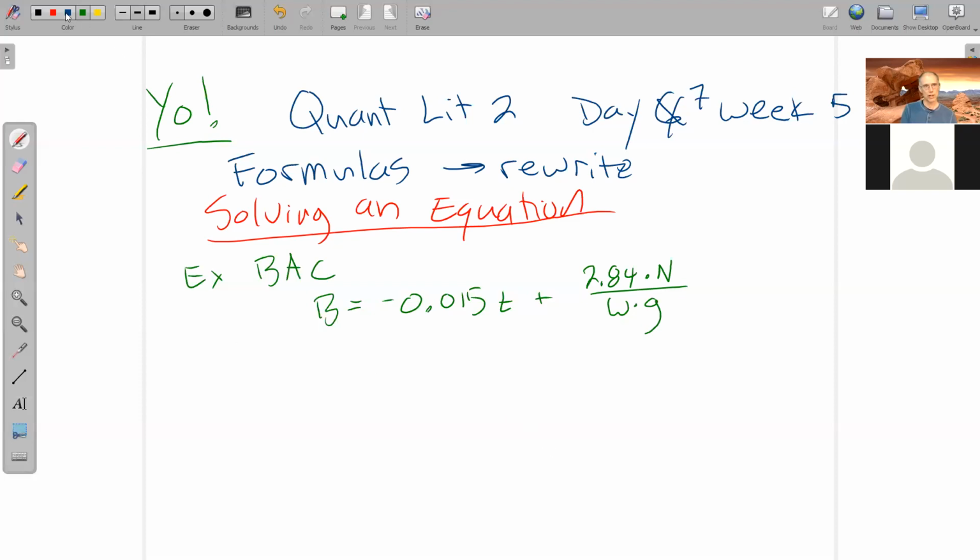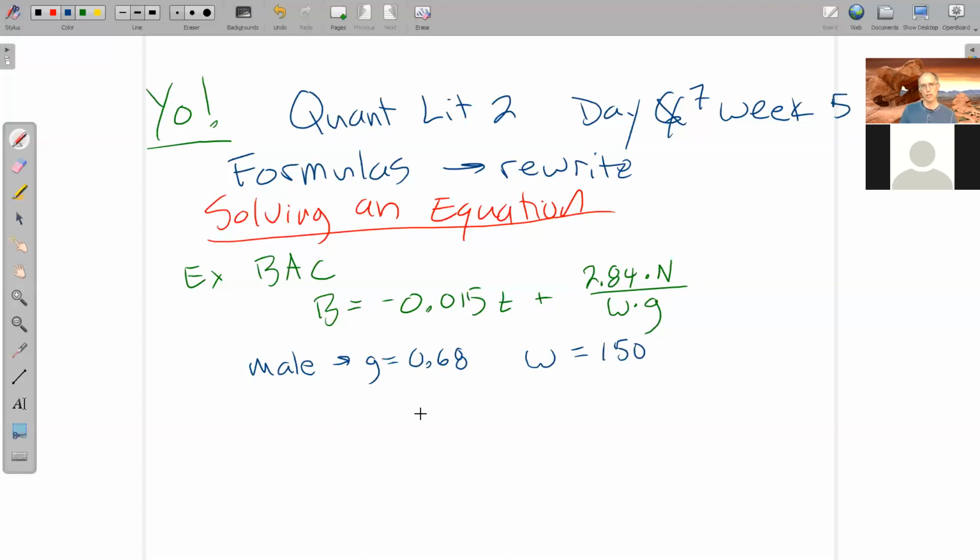So let's take the scenario where we have a male. So that means gender is 0.68 and that their weight is 150 pounds. And then we're going to leave some things variable, like the time and the number of drinks, and just kind of play around a little bit.